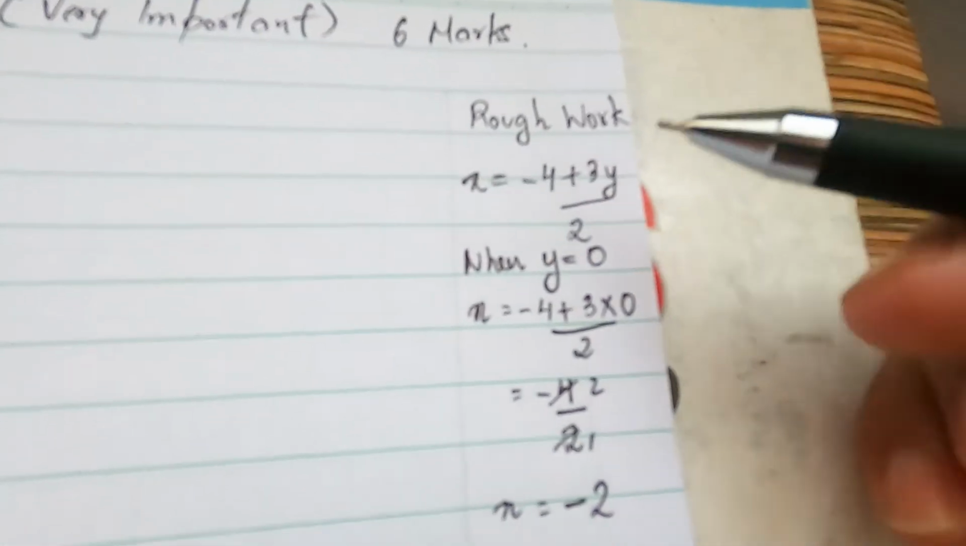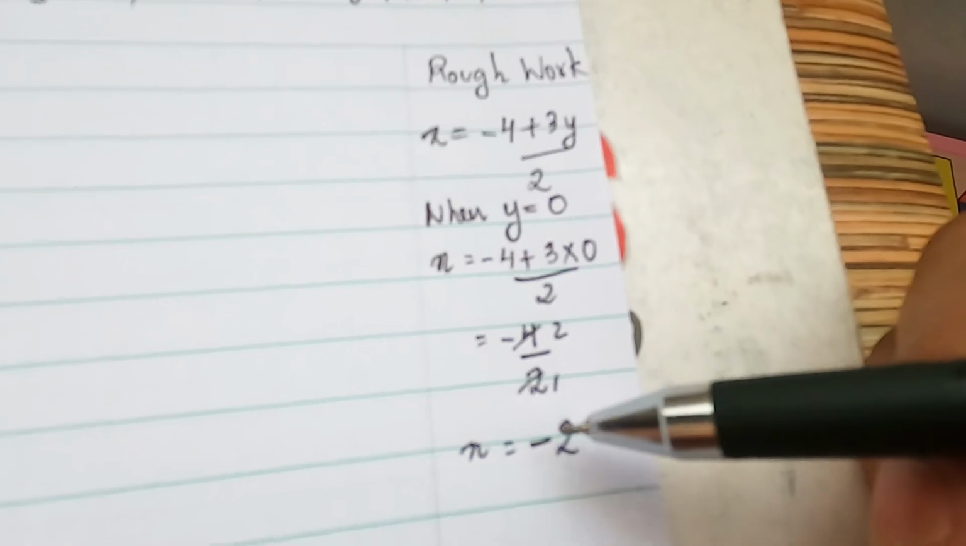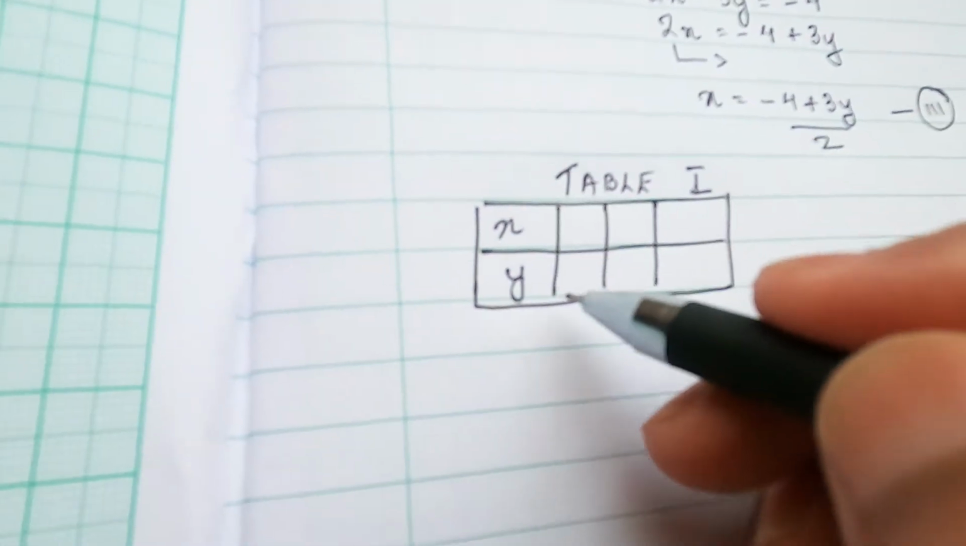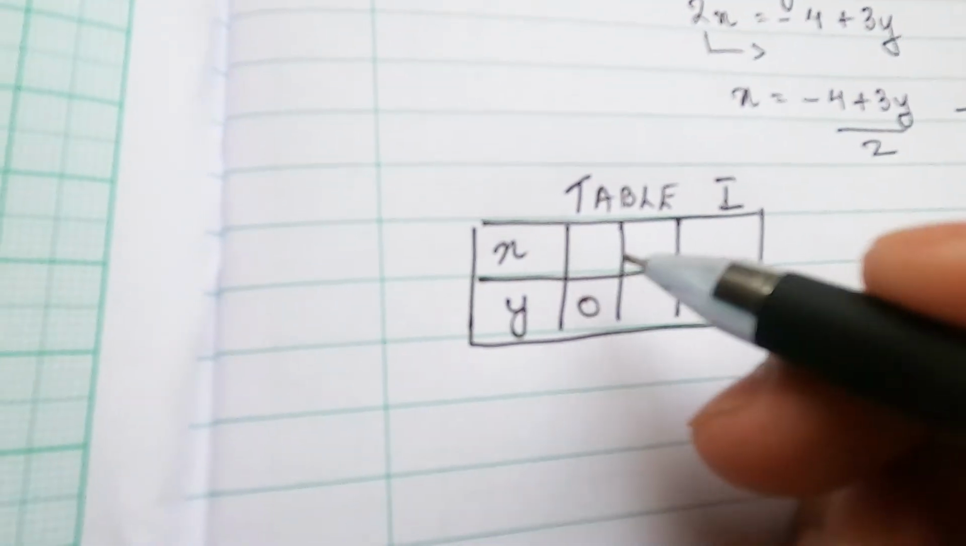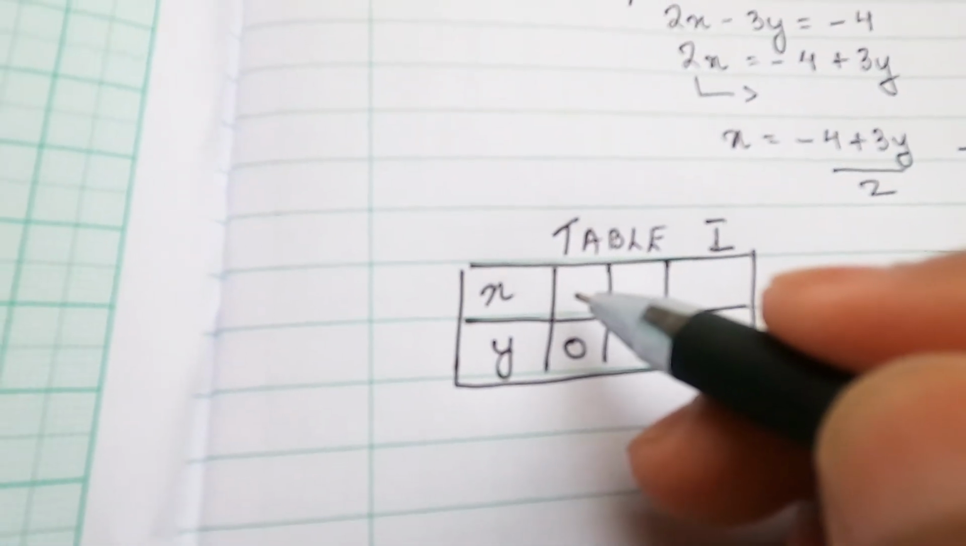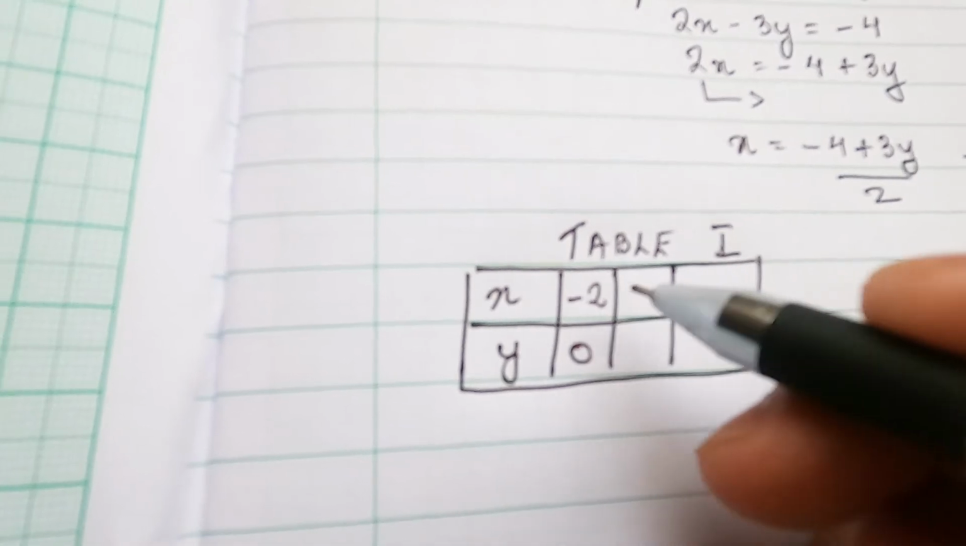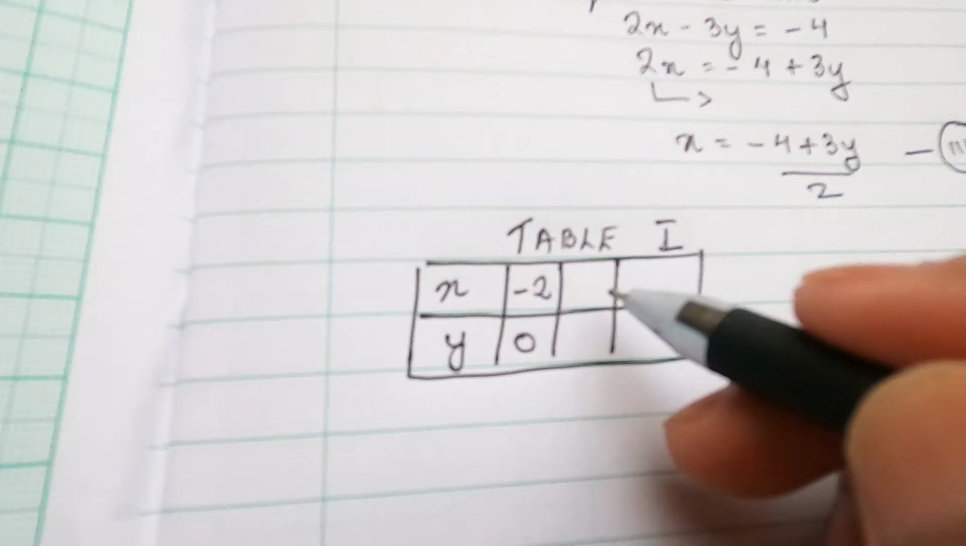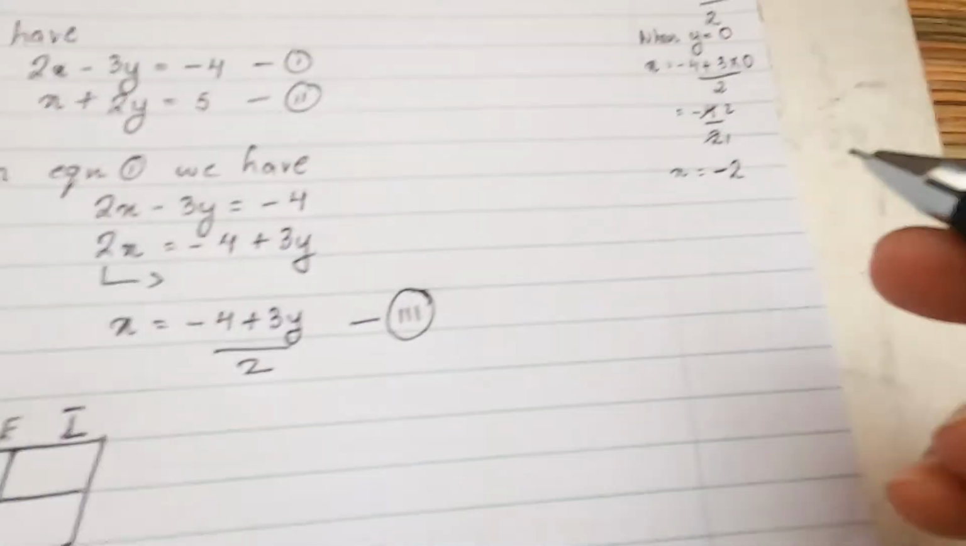All right, so when y is 0, what is the value of x? The value of x is minus 2. So we will write here, when y is 0, the value of x will be minus 2. All right, so the first coordinate we have found out. Now let us find the second and the third.